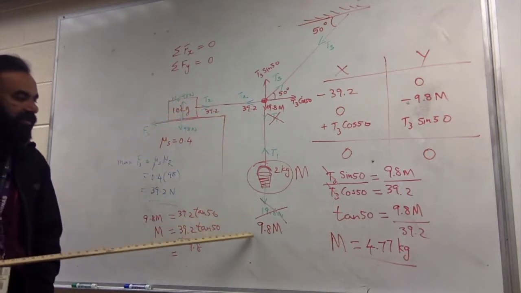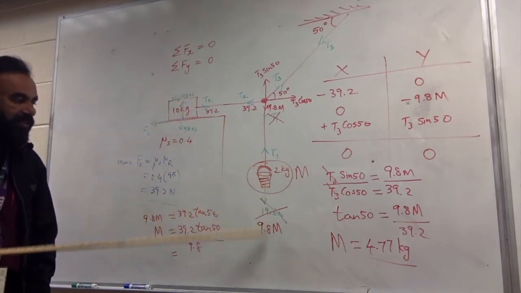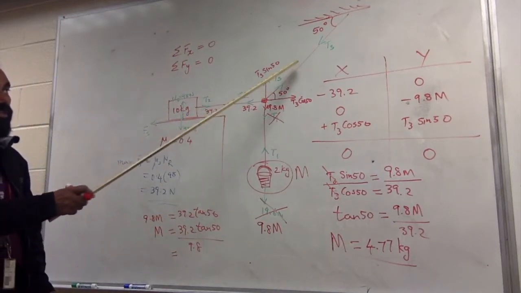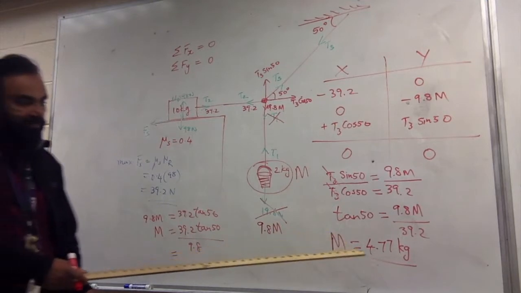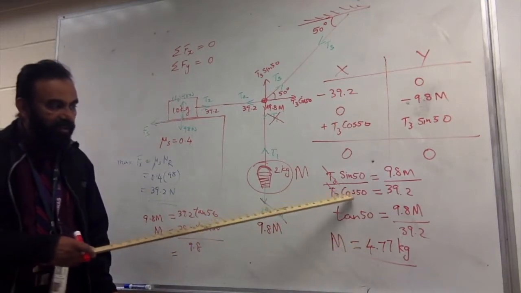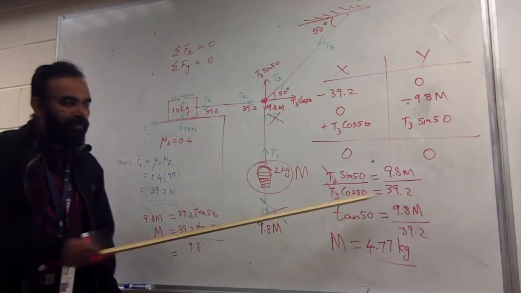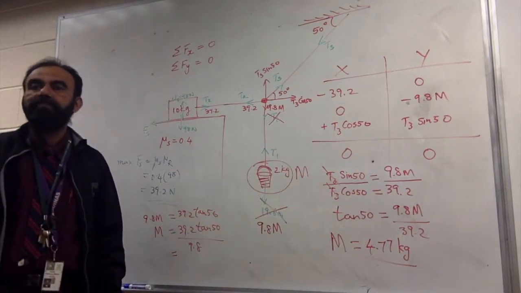You don't have to worry about those numbers. This weight here is entirely independent of that one. What's the tension here? Can you do that calculation? Use this equation: T3 cosine 50 is 39.2. Therefore, T3 will be 39.2 divided by cosine 50. Do it.